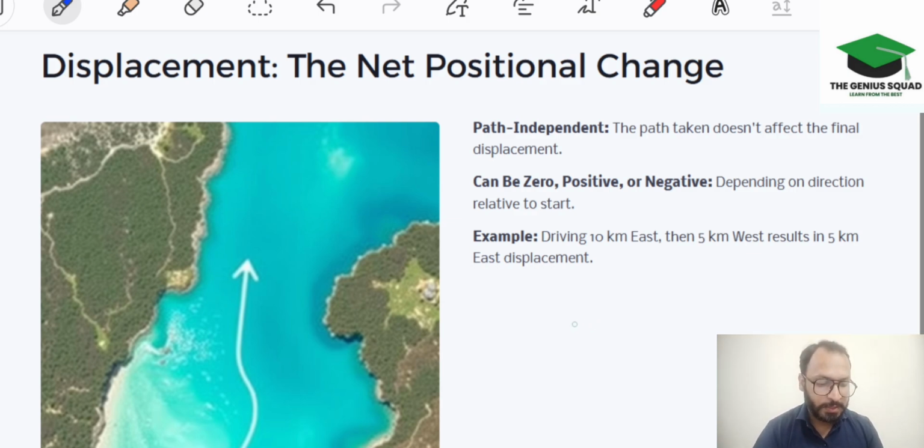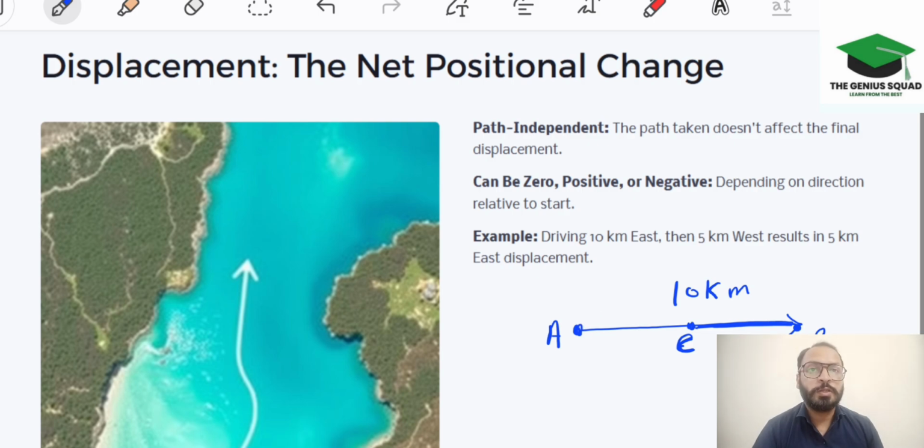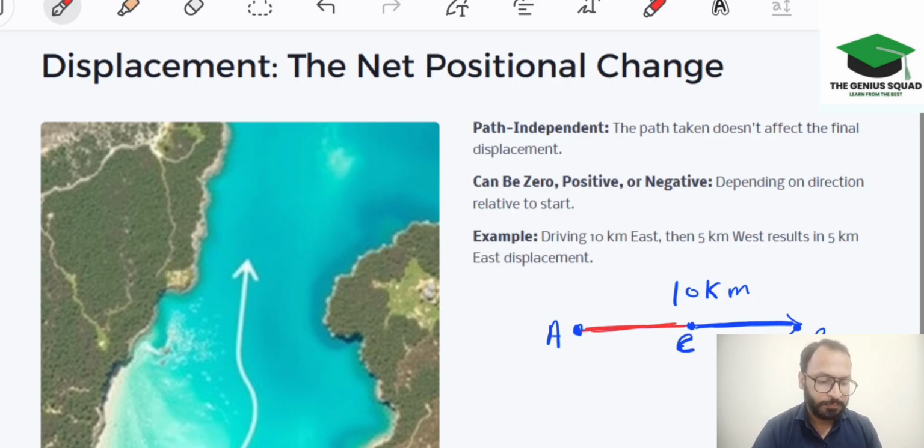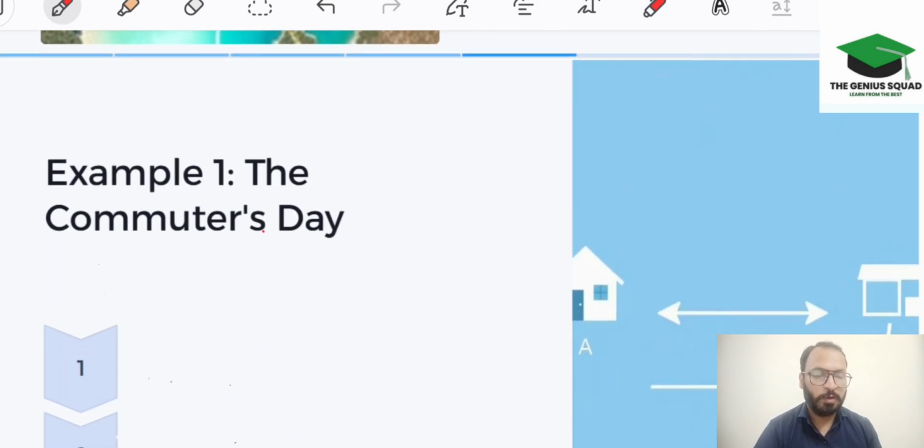First of all, let's take the same example that we took in distance. You are moving from point A to point B towards the east direction, that is 10 kilometers, and then you moved back towards west 5 kilometers and you reached till here. That means the total displacement will be from point A to point C. So point A to point C will be your total displacement. That means 10 minus 5, so your total displacement will be 5 kilometers.